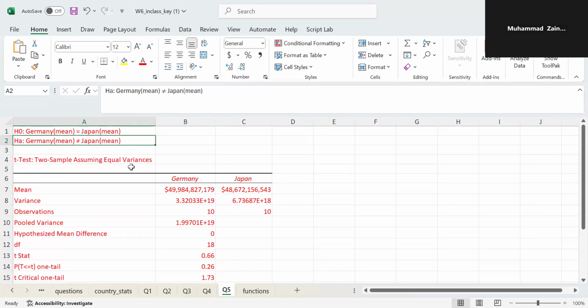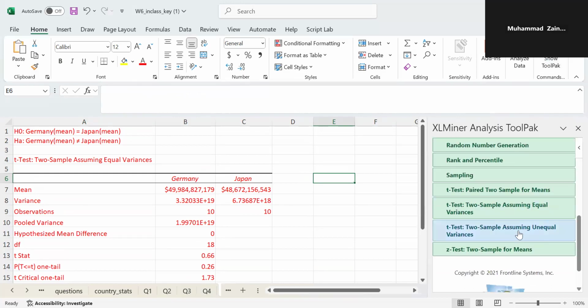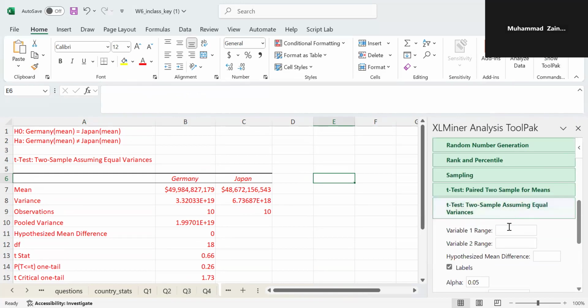For this time we can assume that the variances are equal because they're two countries from that sample. We haven't hypothesized anything, and we say that it's similar values. So we're going to say that both of them have equal variances, right? So then we do two-sample assuming equal variances, and we then take the values. So variable one range, we are going to put the mean of Germany, and then variable two range, we're going to put the mean of Japan, and from there we're going to find out.